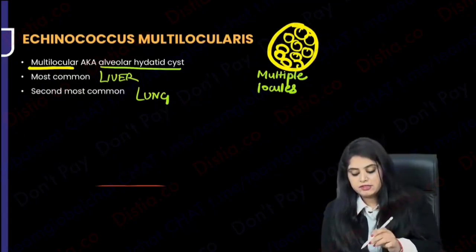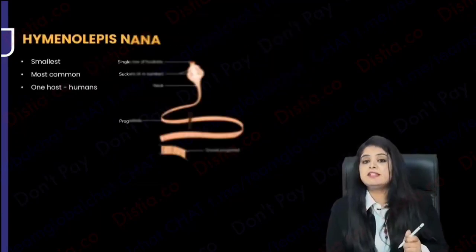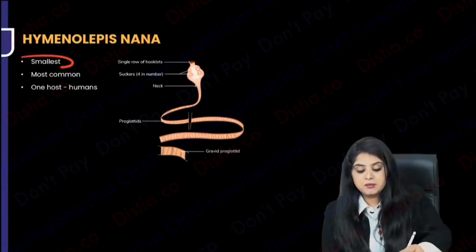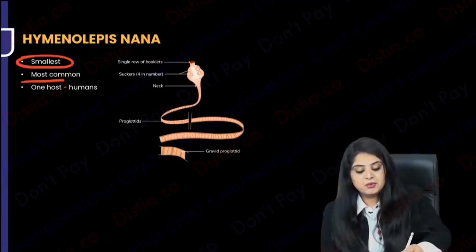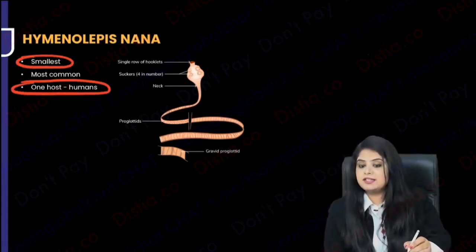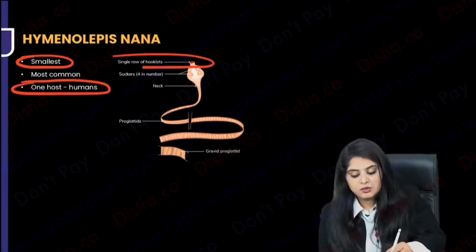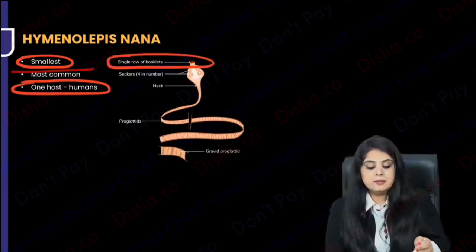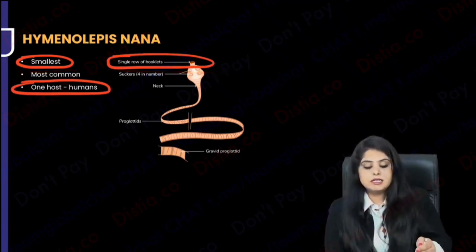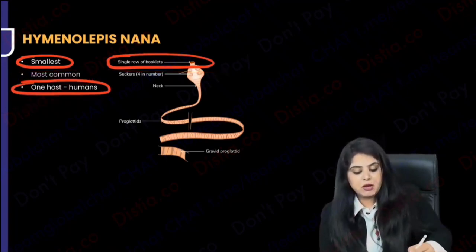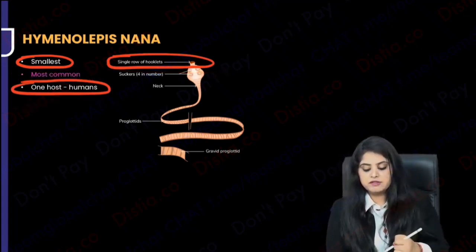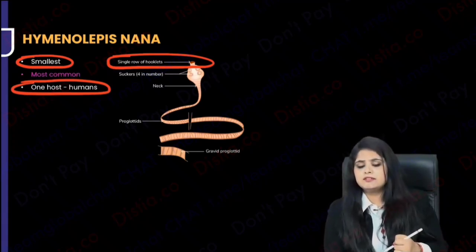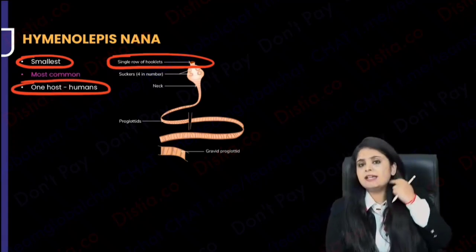This is the Echinococcus multilocularis that is happening over here, the alveolar hydatid cyst. Now, coming towards the end, the one who gave us life lessons, the one who is the smallest in size, the one who has only a single host, that is humans, and who has only a single row of hooklets. So I told you the life lesson, na? Limited resources hai, but it has made the maximum out of it. This is the most common cestode infection. Do you know how the life cycle is going to look like? That I'll show you in a while exactly.